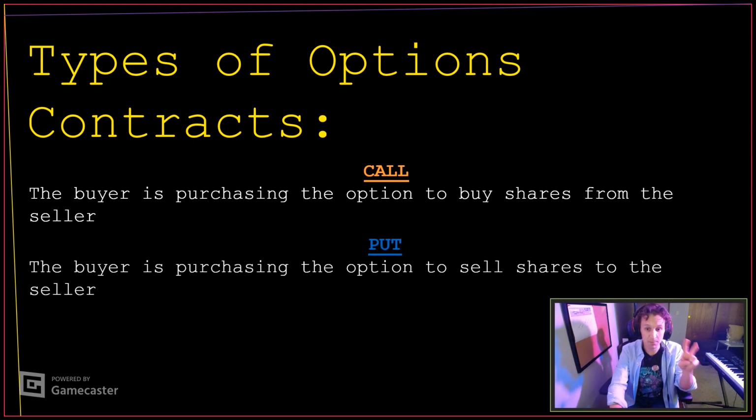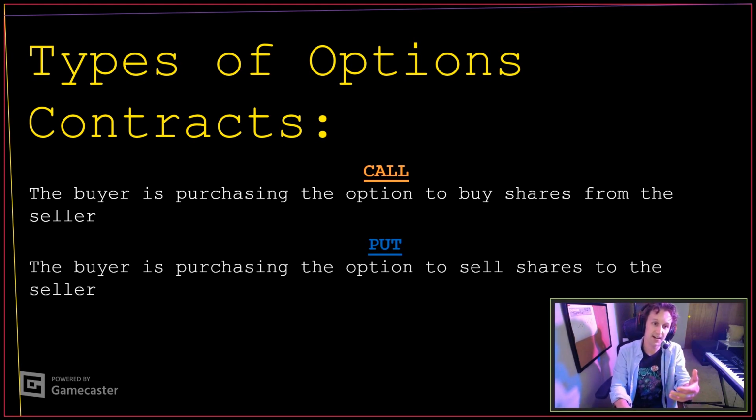There are calls and puts. In a call, the buyer is purchasing the option to buy shares from the seller. In a put, the buyer is purchasing the option to sell shares to the seller. Calls and puts. And you can sell or buy both. And it gets a little complicated, a little confusing, which is bullish, which is bearish, etc. But the concept here is that the buyer of the contract has the ability to exercise that contract.